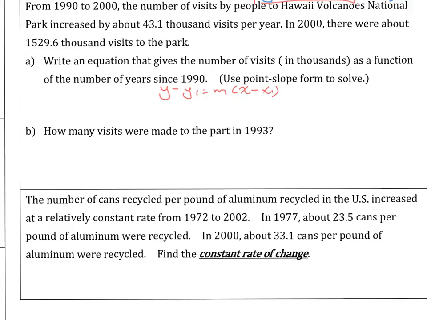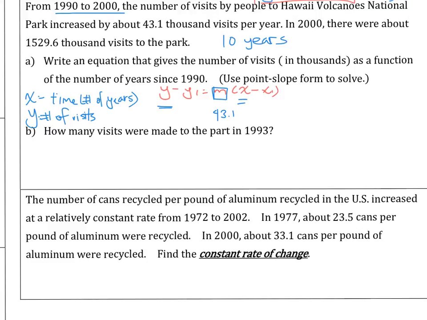Because this may be your first time learning this, I'm going to take the time to explain what each variable represents. And in time, you don't have to write down so many details. So y here will be considered the number of visits, and x will be considered time, or number of years. And your slope will be 43.1. Now, between 1990 and 2000, there is a period of 10 years.